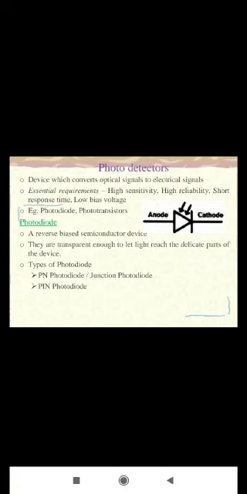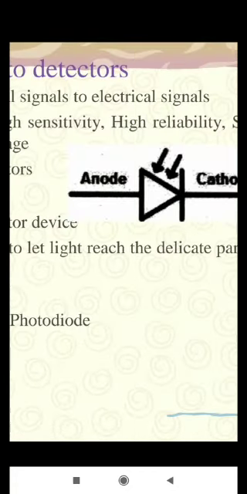So photodiode, what is a photodiode? It is a reverse biased semiconductor device which absorbs light energy and converts it into electrical energy. The main feature of a photodiode is that they are transparent enough to let light reach the delicate parts of the device. The symbol of a photodiode is shown here with arrows pointing inward, which indicates that the device absorbs light energy and converts it into electrical energy.